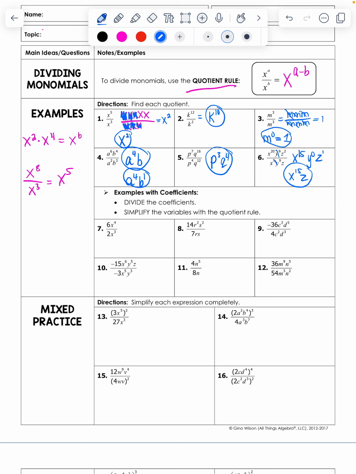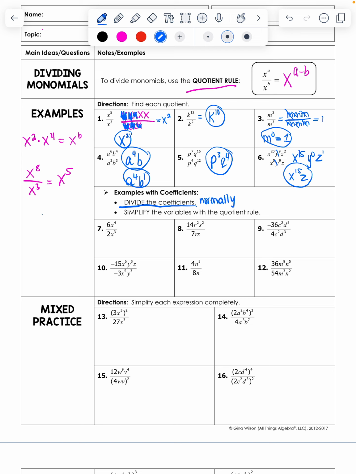Now, the reason this can get a little bit more difficult is if we combine in some numbers to the mix. If we add numbers in our fractions, like 6x to the fourth divided by 2x to the third, what's super important is we have to actually divide the coefficients like normally.